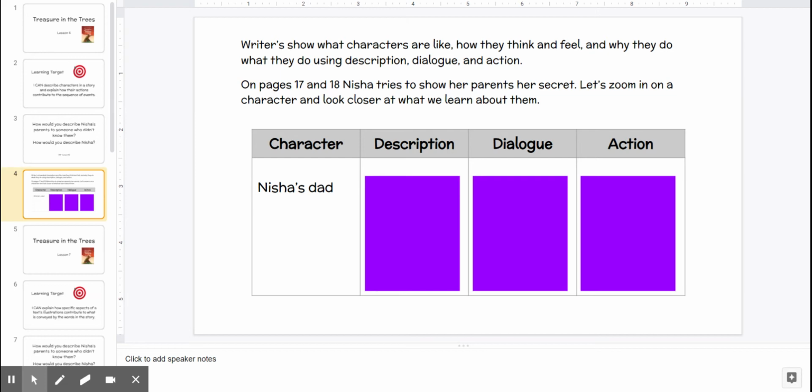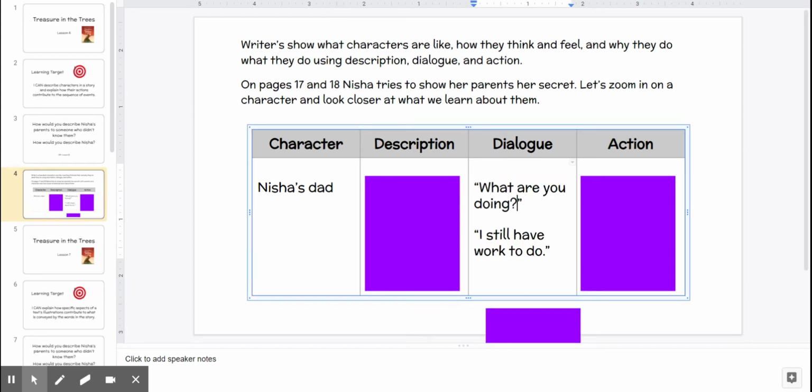Okay. If I go back on page 16, she's trying to get them to come, right? And he says, "What are you doing, Nisha? I was washing the dishes and I still have work to do." So he's talking to her using some dialogue. Right? So that's what he says. "What are you doing? I still have work to do." Right? What does that tell you about him as a person? Think about that for just a second.